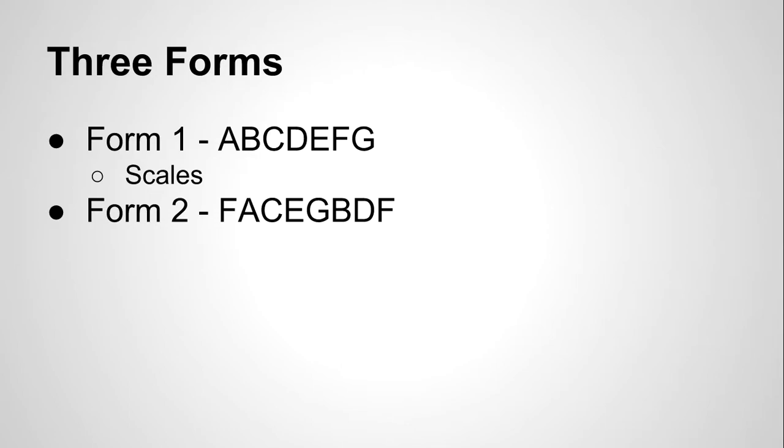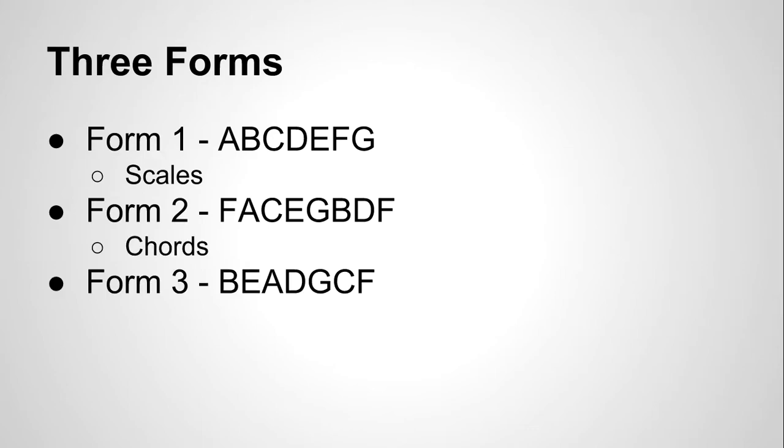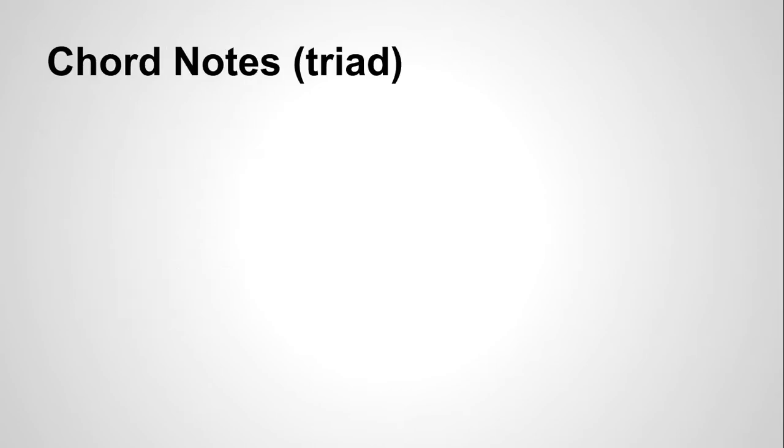Form 1, consecutive letters, A, B, C, D, E, F, G, A, B, C, D, and so forth, for scales. Form 2, which we will need for this video, F, A, C, E, G, B, D, F. That's for chords, it's every other letter. Then form 3, B-E-A-D-G-C-F. That's for keys, that's every other letter, or every two letters, excuse me.